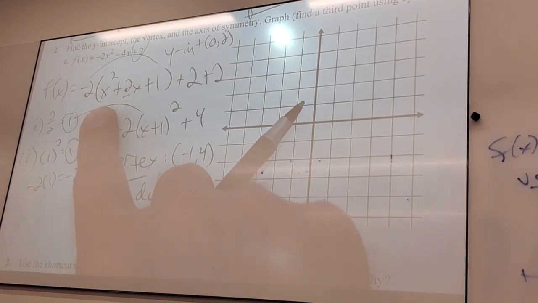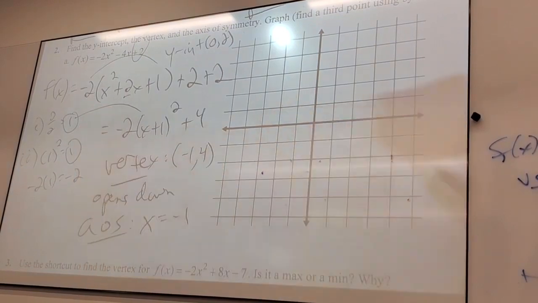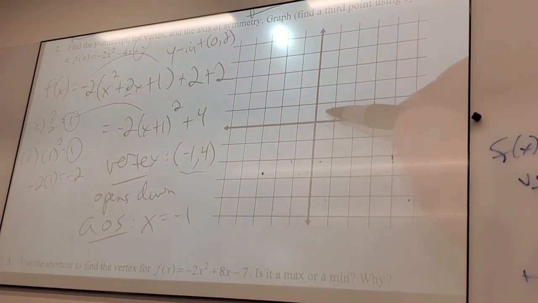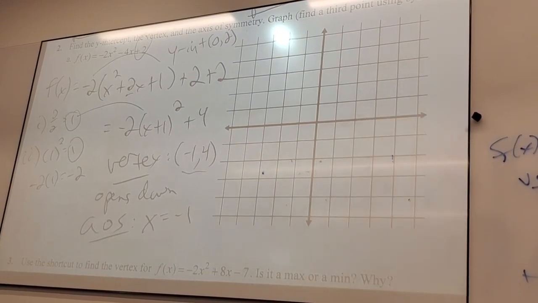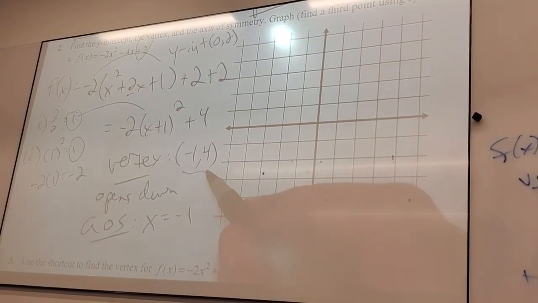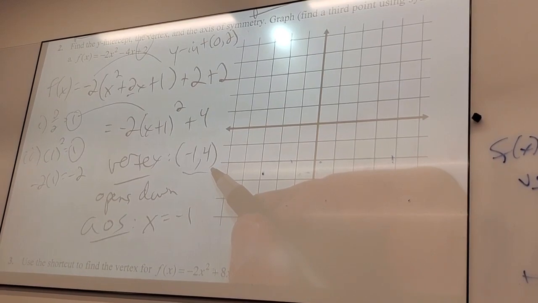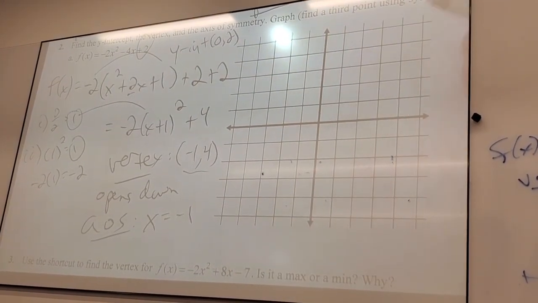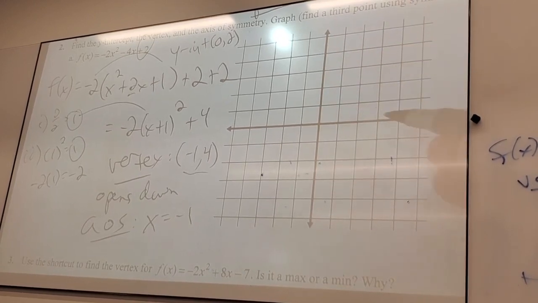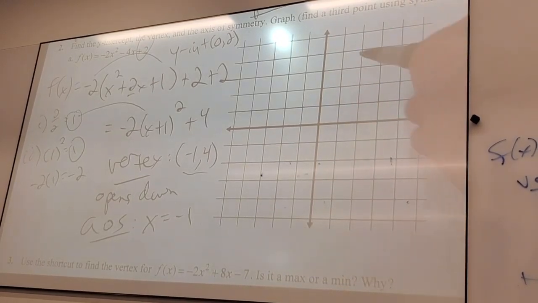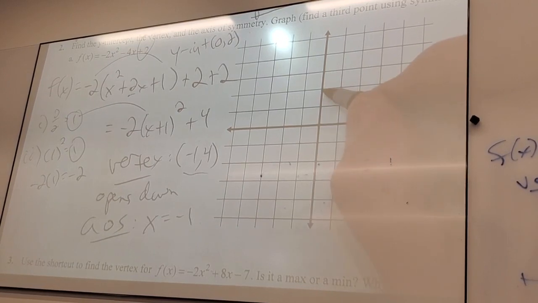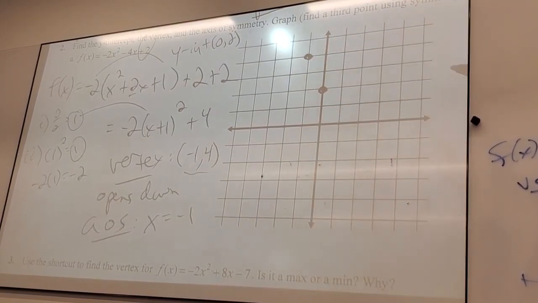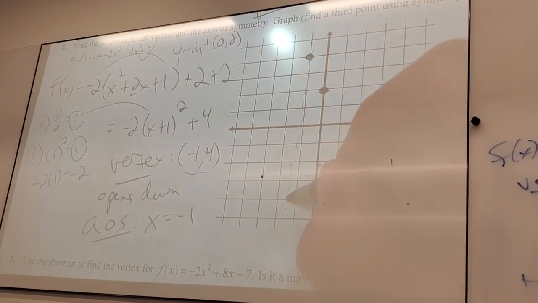Let me stop for a minute. So what kind of scale do I want? Looks like I can just use a standard normal scale, 1 to 5 here, right? Be really careful. You got to pick a good scale. If the vertex was negative 127 or something, you'd want to make a better scale. Y-intercept is 0, 2. Vertex is negative 1, 4. So where is there another point of correlation?